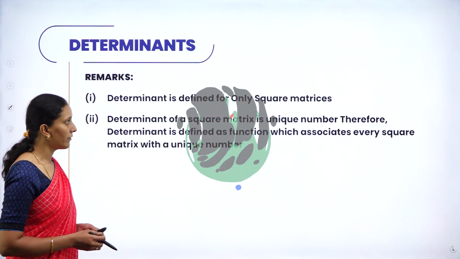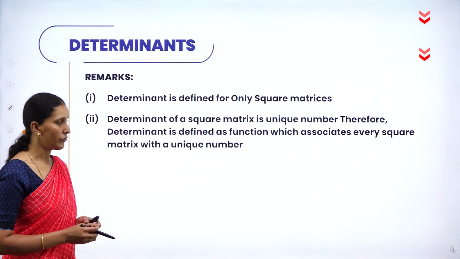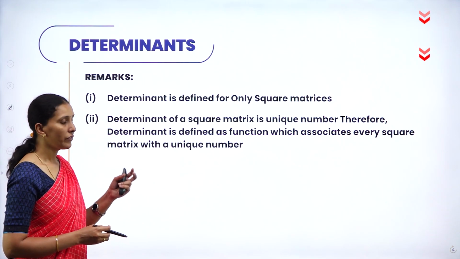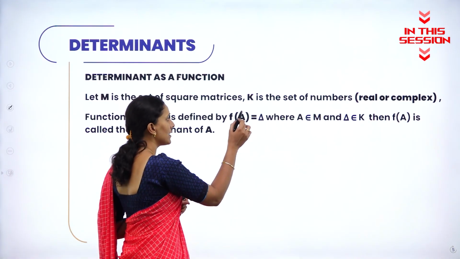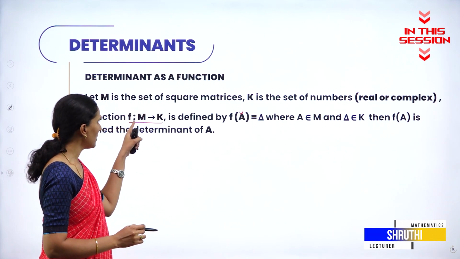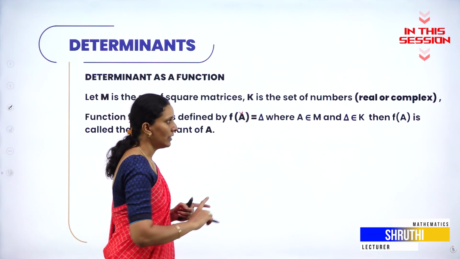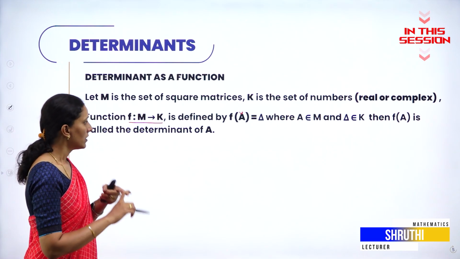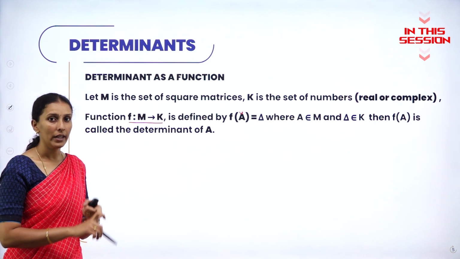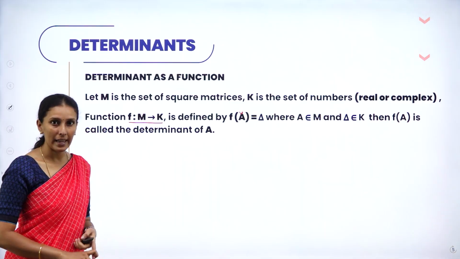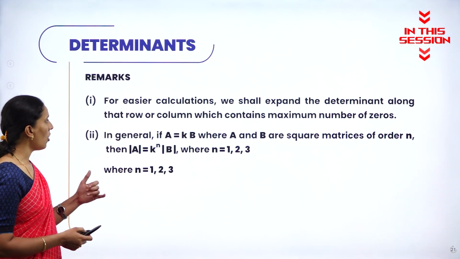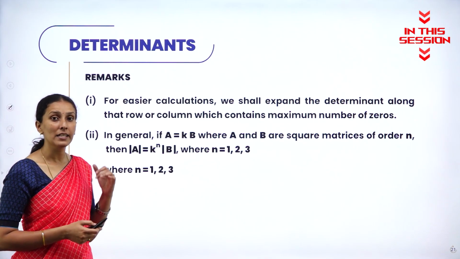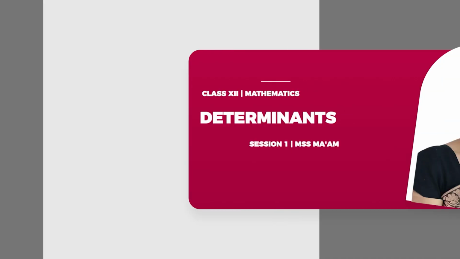A determinant is defined only for square matrices. So, determinant of a square matrix is unique for a given square matrix. A is a square matrix from the set M and delta is the determinant value here. So, f of A is called the determinant of matrix A. For easier calculation, we shall expand the determinant along the row or column which contains maximum number of zeros.